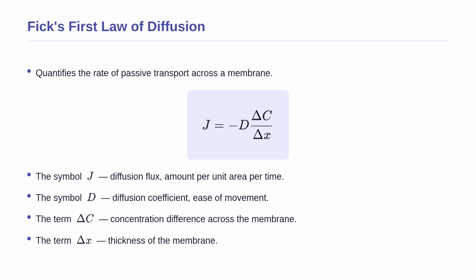The negative sign is crucial. It indicates that the flow is strictly down the concentration gradient, from high to low. If the concentration difference increases, the flux increases proportionally, meaning molecules move much faster.